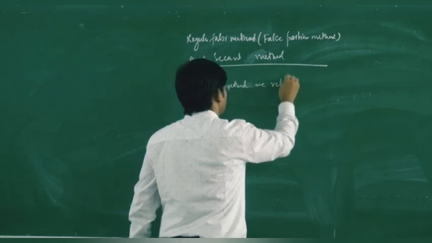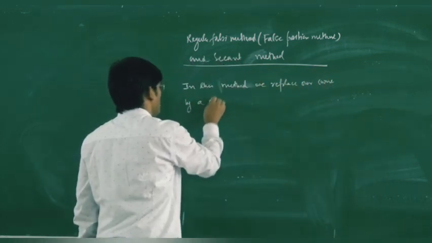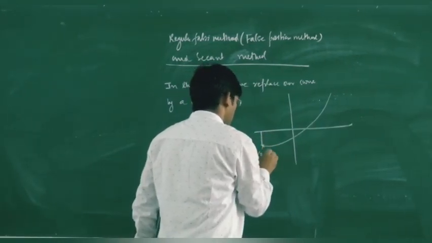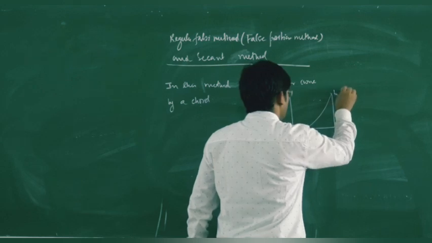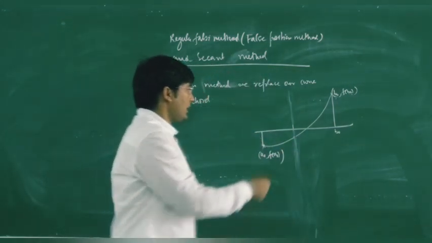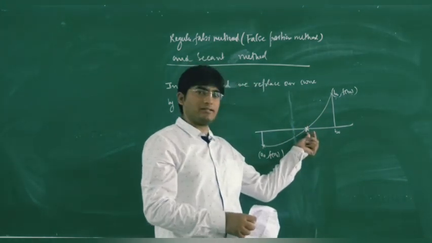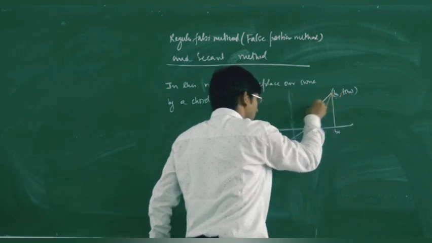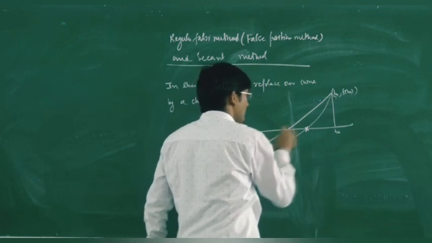we replace our curve by a chord joining the end points. So this is your A naught, and here we have F A naught. So this is your B naught, and we have F B naught. Now the exact root is this one, because the function crosses the x-axis at this point, so this will be our root. But here we replace this curve by a chord joining these 2 points. So this is our chord. Say this is your A and say this is your B.